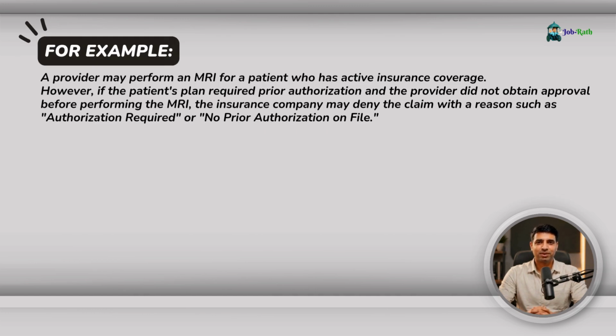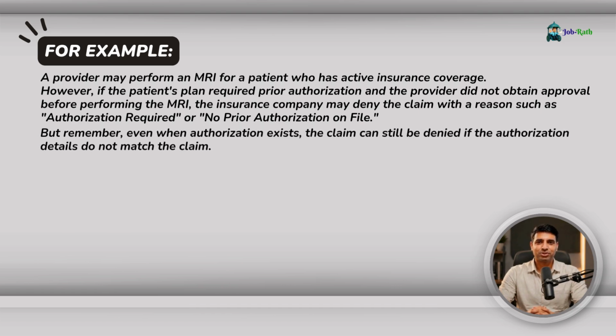For example, a provider may perform an MRI for a patient who has active insurance coverage. However, if the patient's plan required prior authorization and the provider did not obtain approval before performing the MRI, the insurance company may deny the claim with reasons such as authorization required or no prior authorization on file. But remember, even when authorization exists, the claim can still be denied if the authorization details do not match the claim.